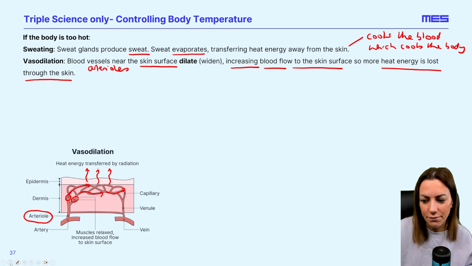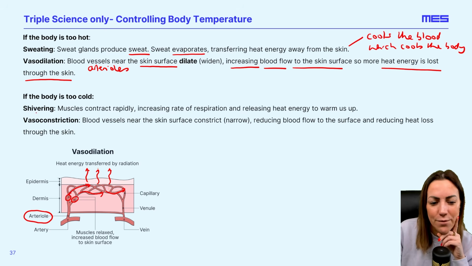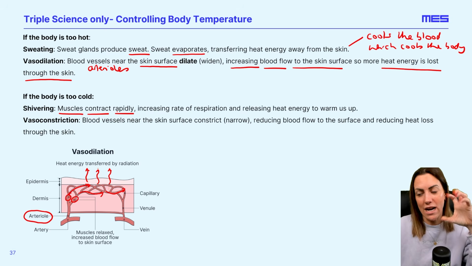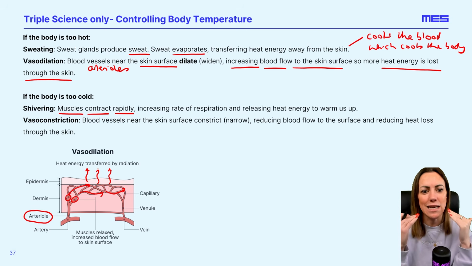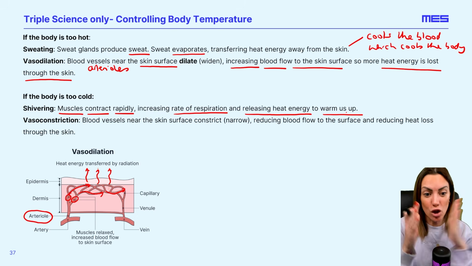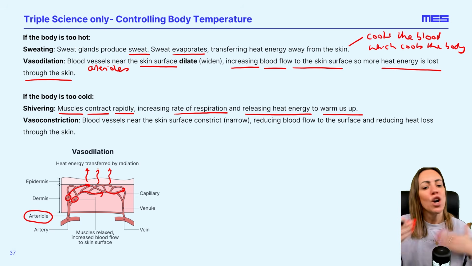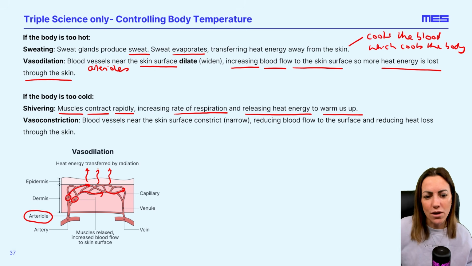Now, obviously, if you're too cold, sweating will stop because we don't want any evaporation of sweat. So that's kind of a given. Sweating will stop. But other things that can happen, we can start to shiver. This is basically rapid muscle contraction. Now, when muscles contract really rapidly, sometimes even in your face, and you can feel your teeth chattering, they increase their rate of respiration, which releases more heat energy to warm us up. Because rapid contraction does require a lot of energy. So they have to do more respiration, which will release more heat energy, which warms us up.